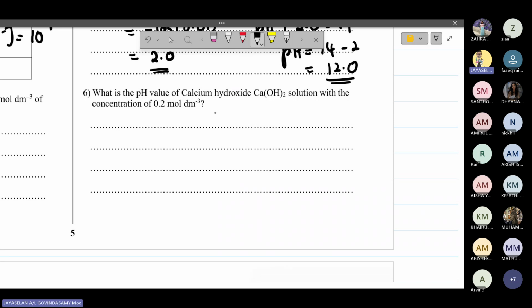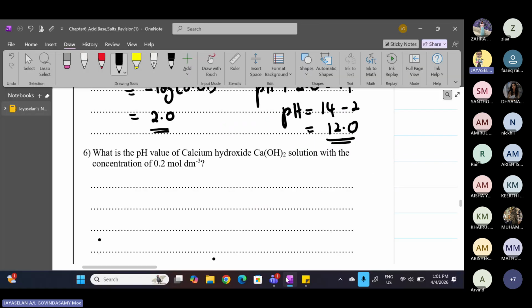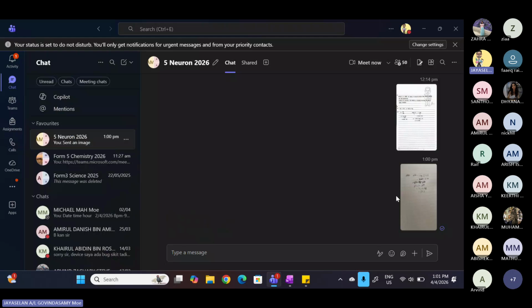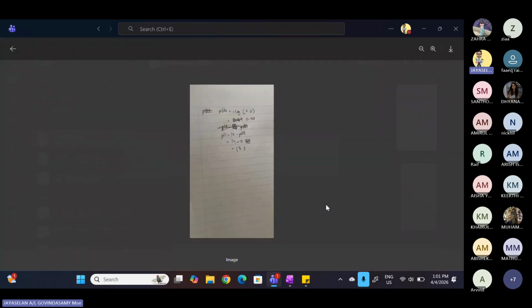Waiting for Yasmin's answer. Okay, Yasmin already sent the answer. I check. Okay, very good, Yasmin. Okay, this is not Yasmin's answer. This one is a different one. Okay, I show it to you. Okay, we check the answer given by this student. Ini siapa tak tahu. Siapa punya student tak tahu. Kita just tengok lah. Take a look.